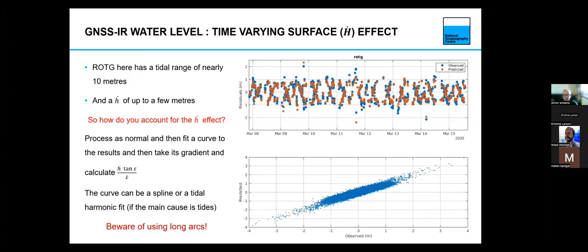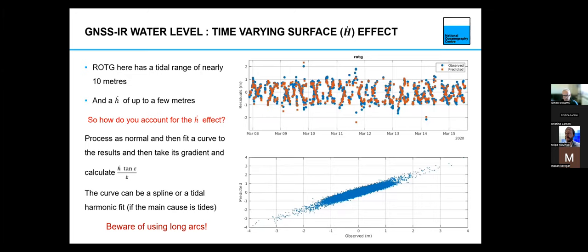So we can account for the h dot effect in a few ways. One way is we can process the data as normal and fit a curve to the results and then take that curve's gradient, so take a spline or something like that. And then from that, we can calculate h dot, tan e, and e dot to then correct for it. That curve can either be a spline or a tidal harmonic fit if the main cause of that h dot effect is the tides, which in most cases it is. If we turn the plot on top into a plot of observed versus predicted, we can see that those residuals are mainly to do with that h dot effect.